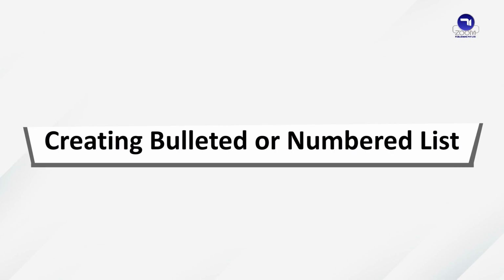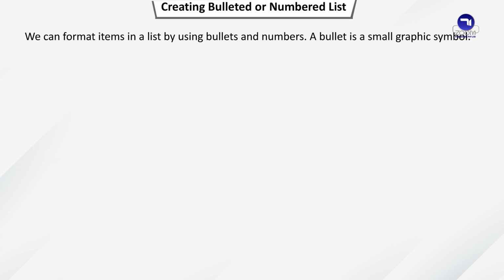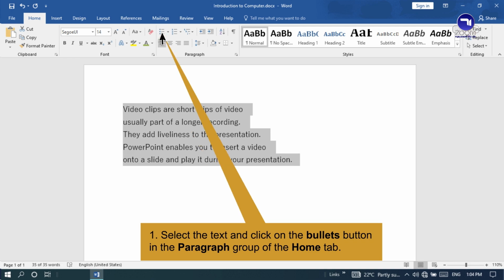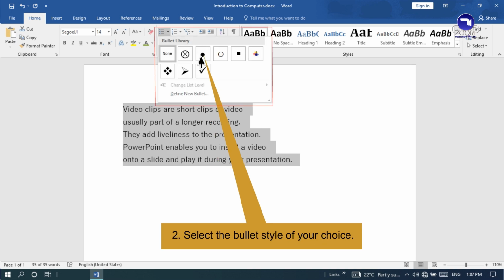Creating bulleted or numbered list. We can format items in a list by using bullets and numbers. A bullet is a small graphic symbol. To apply bullets, follow the given steps. Select the text and click on the Bullets button in the Paragraph group of the Home tab. Select the bullet style of your choice.